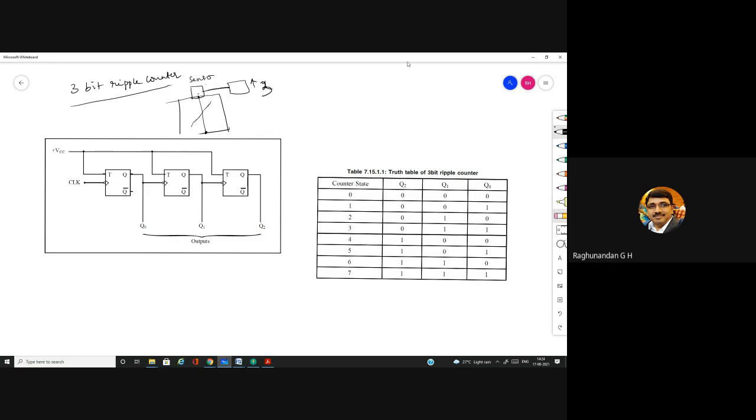Basically, in counters, we have asynchronous and synchronous counters. When we look into these, asynchronous counters are those where the output is free from the clock signal. The output is not going to be determined based upon the clock pulses. That means it is independent of the clock pulse and doesn't require a clock pulse.